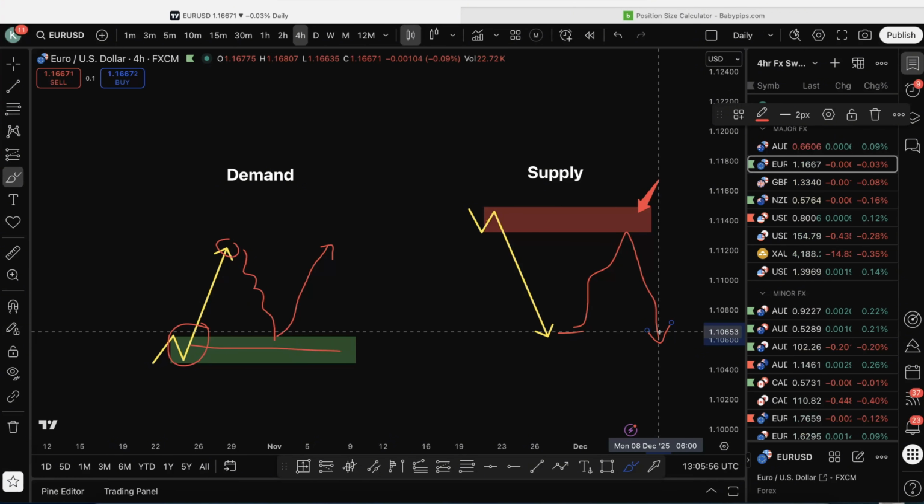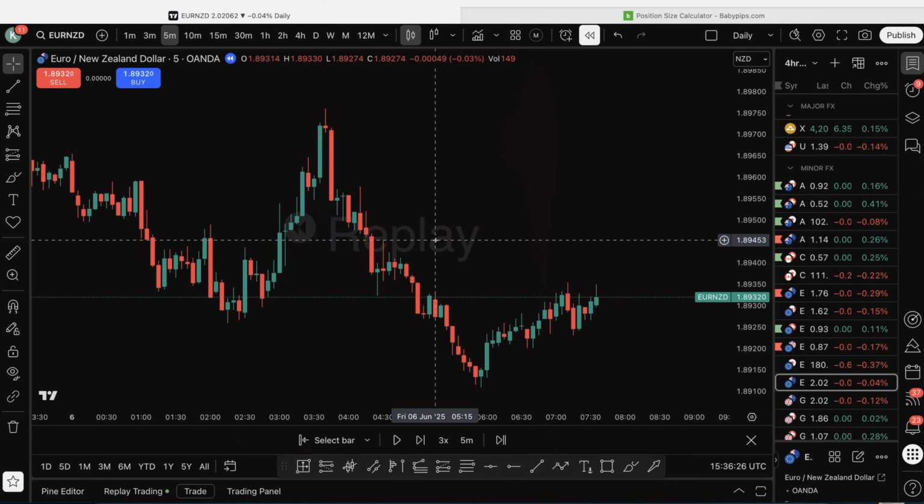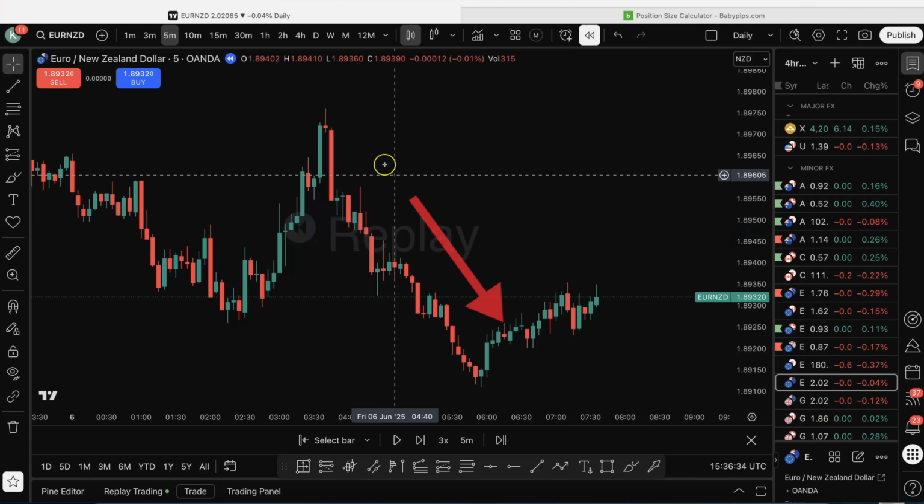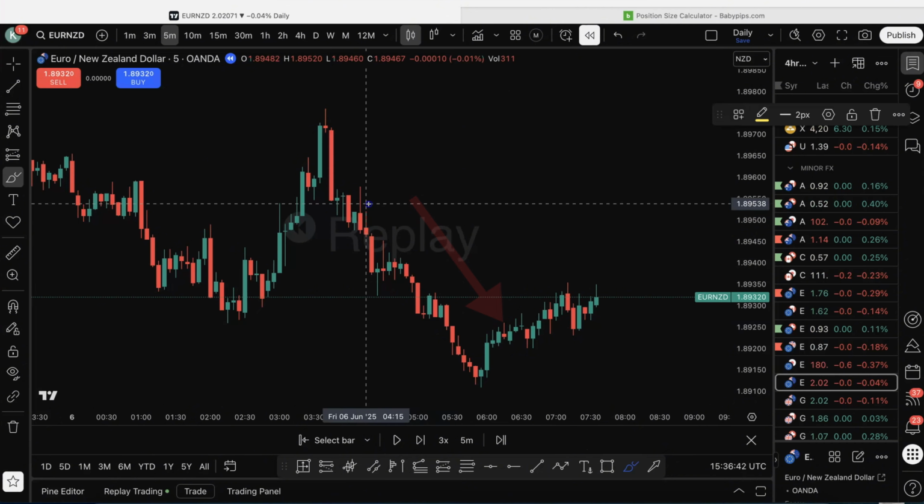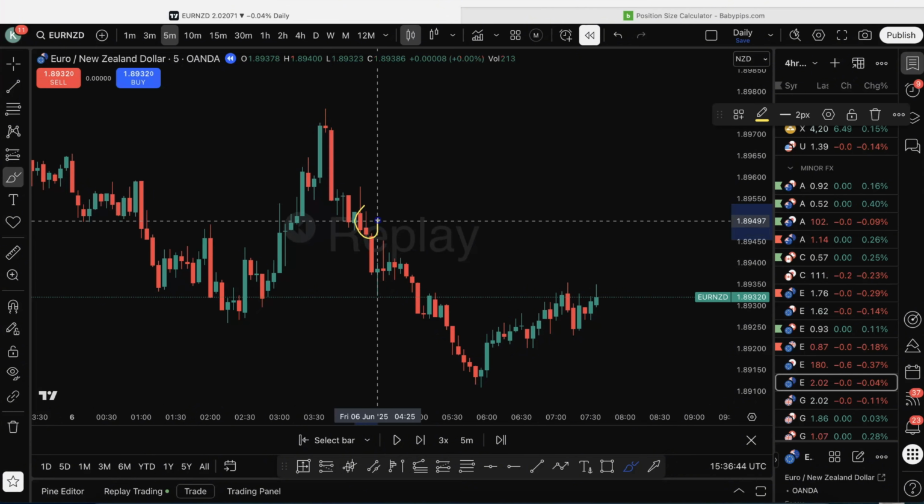Now that you understand supply and demand zones, let's take a look at real chart examples and put these concepts into practice. So here we have a market that is in a downtrend. We're going to identify a supply zone and show you what it looks like in the real markets. So we can see we have this big push to the downside. This candle is an area of consolidation.